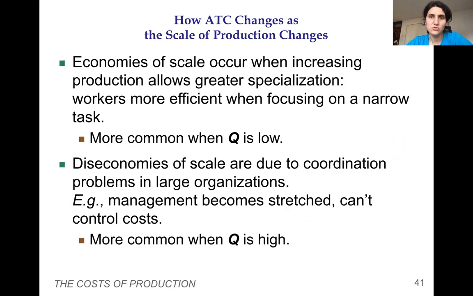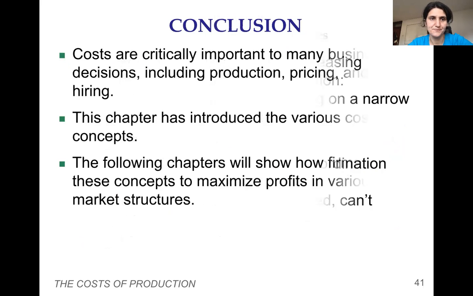Economies of scale occur when increasing production allows greater specialization. Workers work more efficiently when focusing on narrow tasks, more common when Q is low, okay? And diseconomies of scale are due to coordination problems in large organizations. Management becomes stretched, cannot control costs, more common when Q is high, okay?